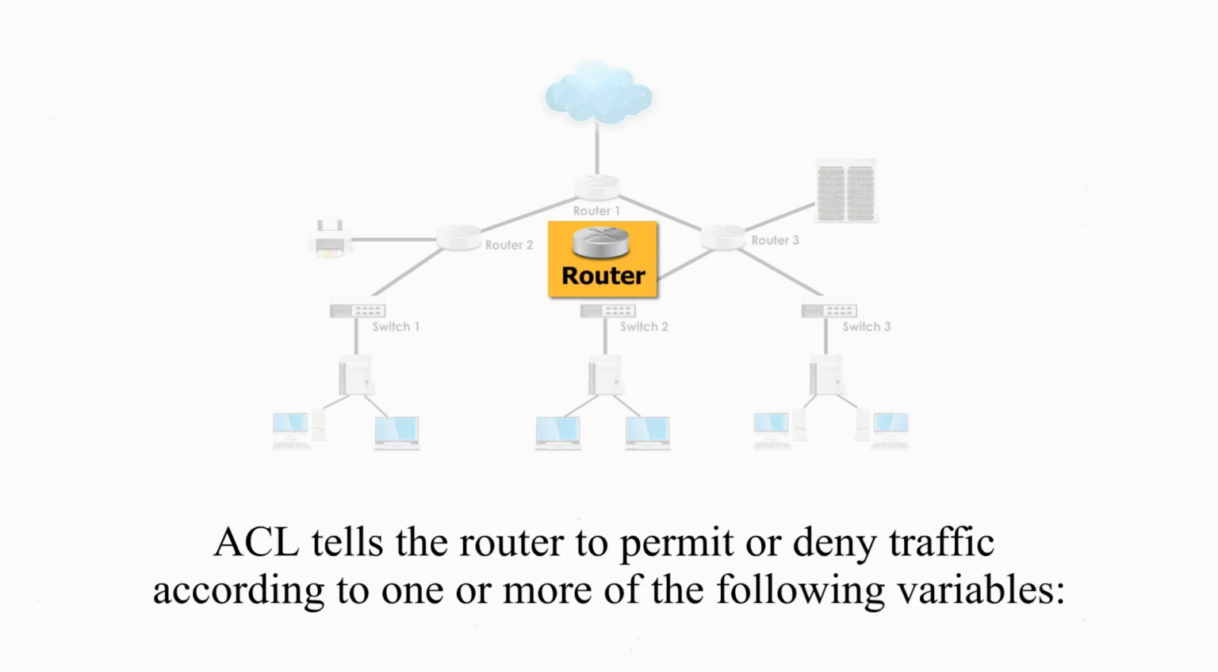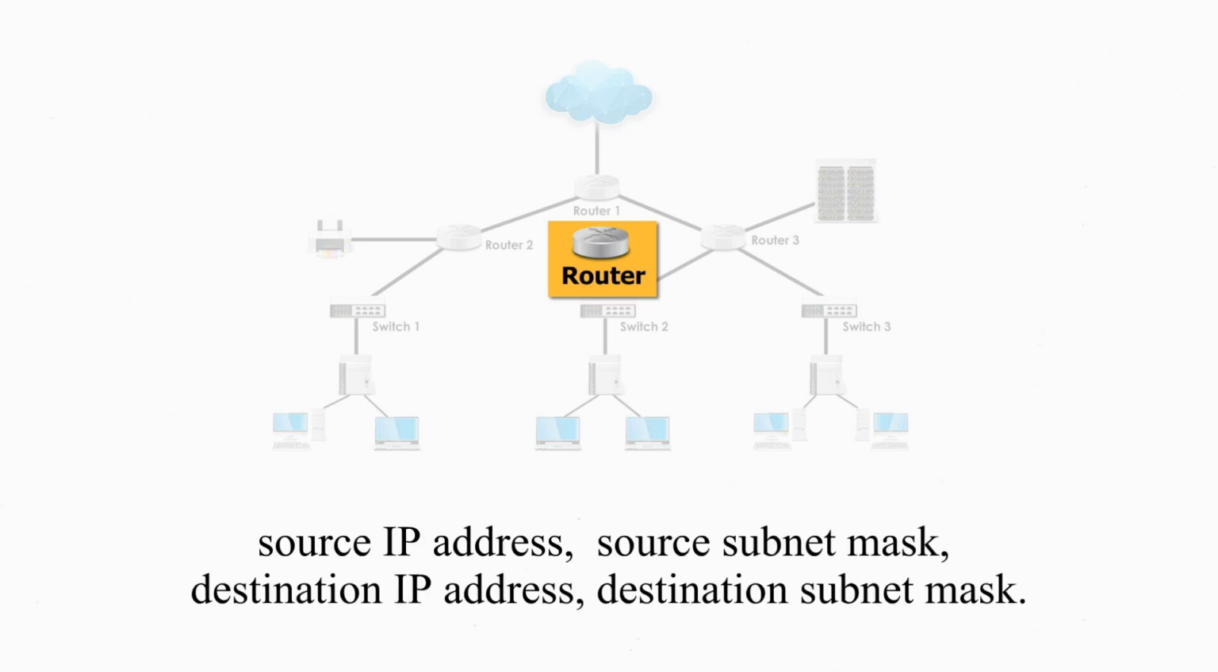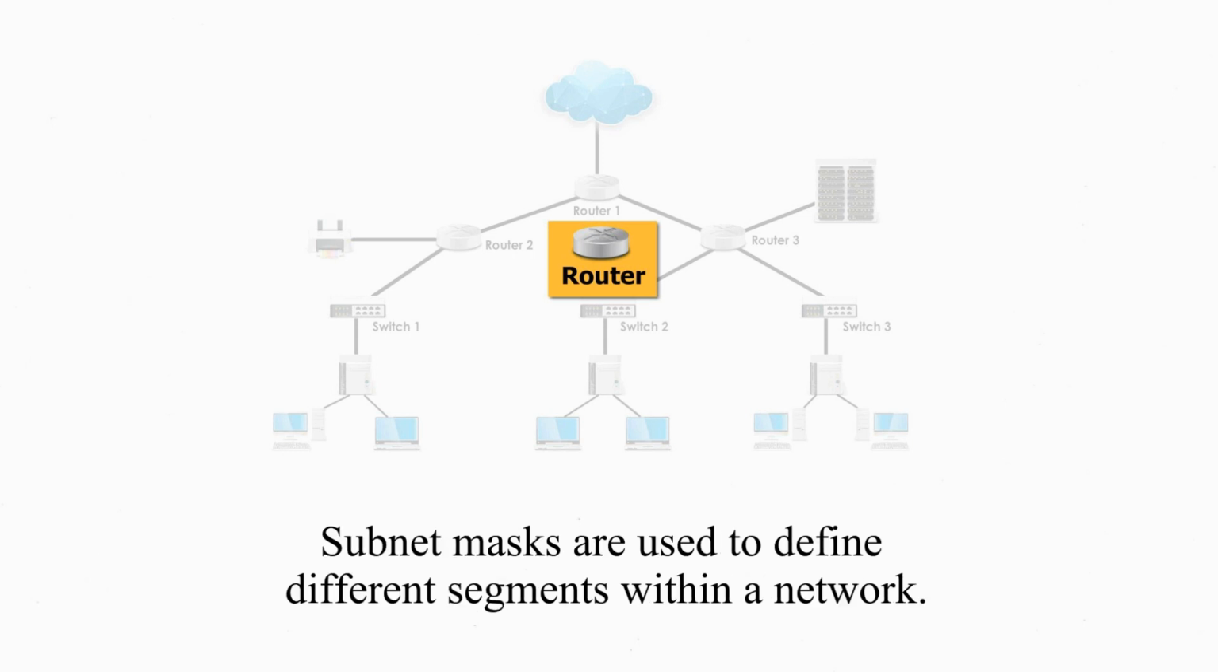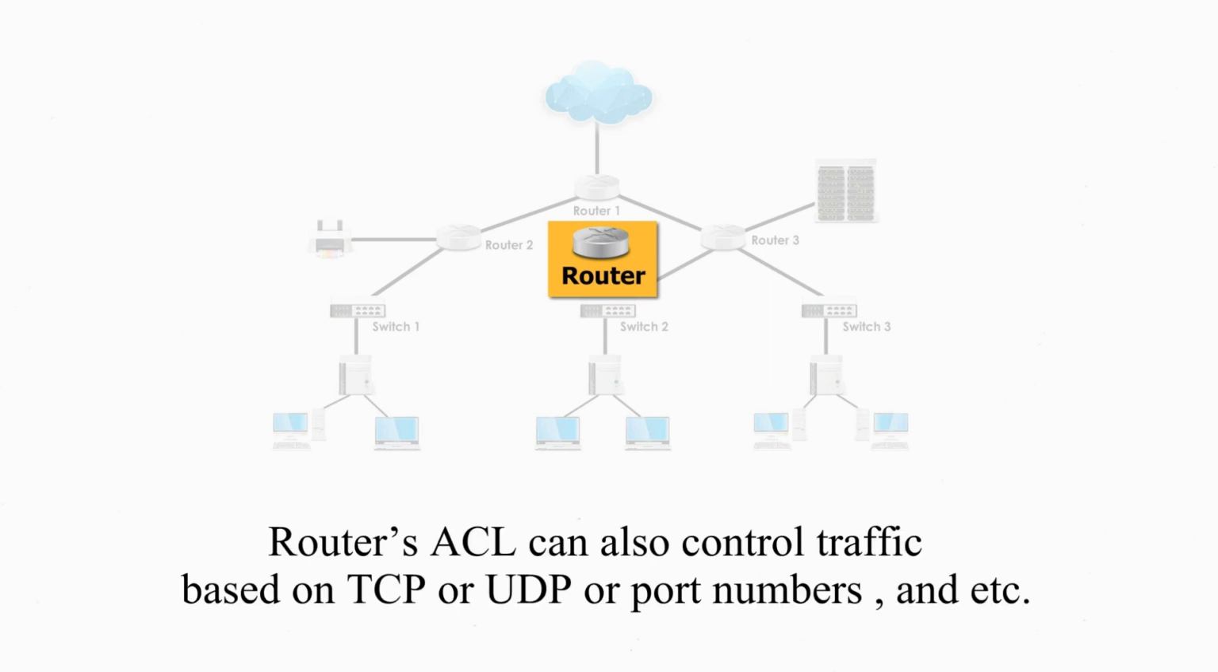ACL tells the router to permit or deny traffic according to one or more of the following variables: source IP address, source subnet mask, destination IP address, destination subnet mask. As we know, subnet masks are used to define different segments within a network. Router ACL can also control traffic based on TCP or UDP port numbers and etc.